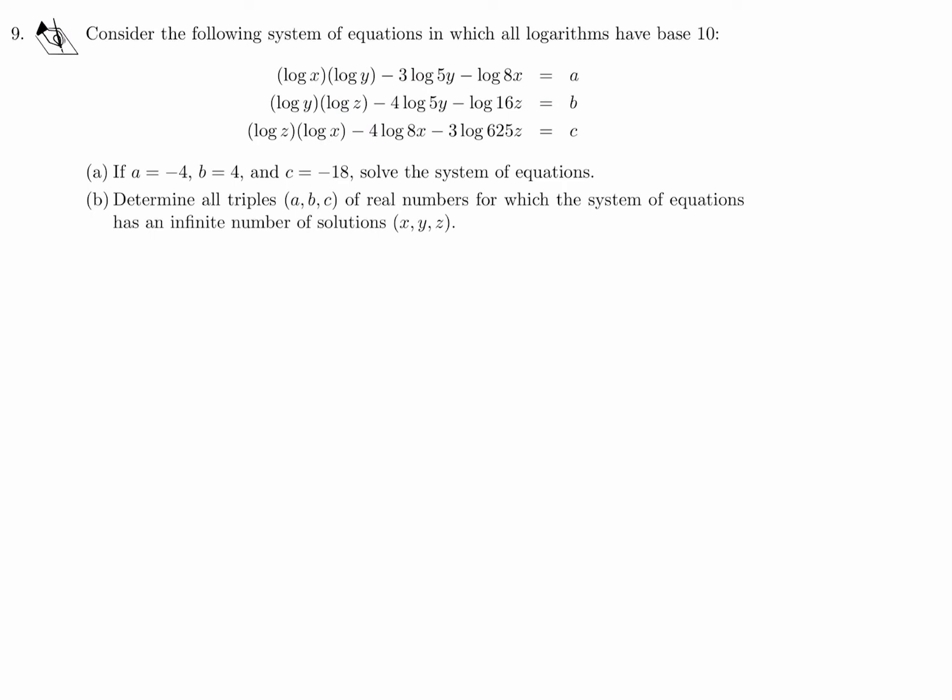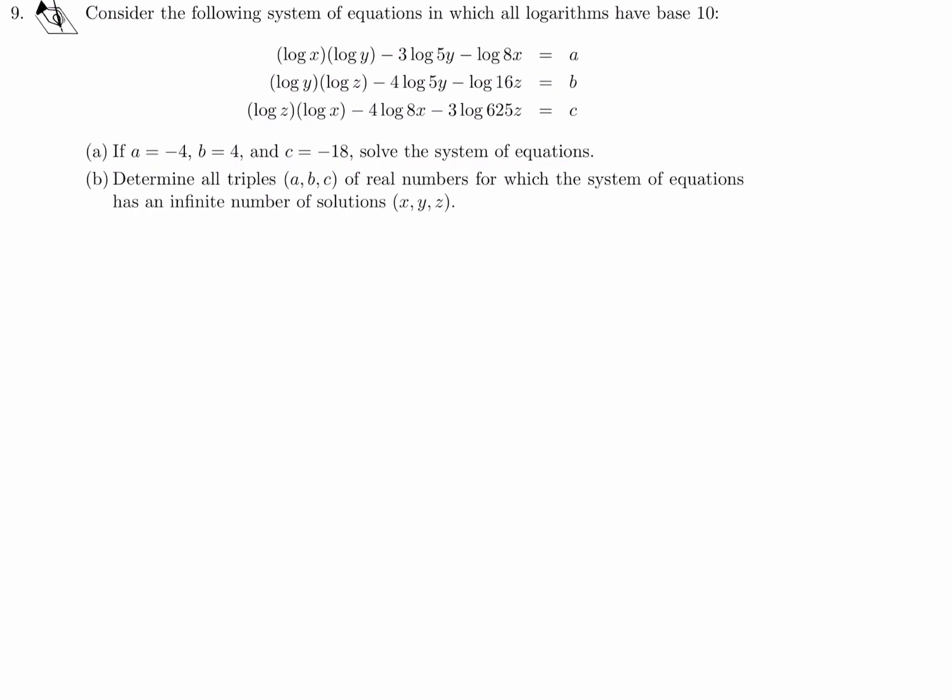Consider the following system of equations in which all logarithms have base 10. If a is negative 4, b is 4, and c is negative 18, solve the system of equations. All right, so what we will do is we'll make some substitutions to make our life easier. I'll let the log of x equal a, and the log of y equal b, and we'll let the log of z equal c.